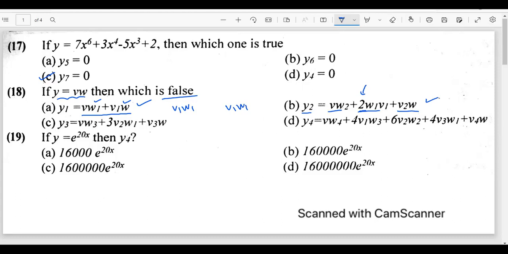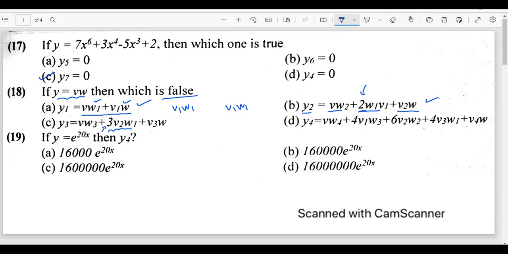This should give you six terms, right? Y3 should have six terms. It has three terms only, and the middle term has coefficient 3. It means they have missed some term here. That is why it is false.